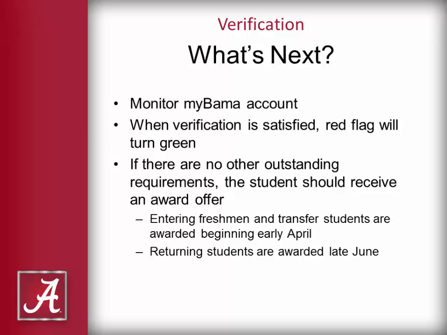On the MyBama account, you'll notice a red flag for that unmet requirement or that incomplete requirement. Once it's satisfied, it will turn green. And if there are no other outstanding requirements for the student, then that should make them eligible to receive an award offer. That might, though, depend on the timing that it's completed, whether or not we're actually able to offer an award. Entering freshmen, transfer students, any first-time students, the soonest that they can be awarded is usually around the beginning of April. And returning students can't be awarded until typically late June. And that is just because we're waiting on budgets to be updated before we can do that.